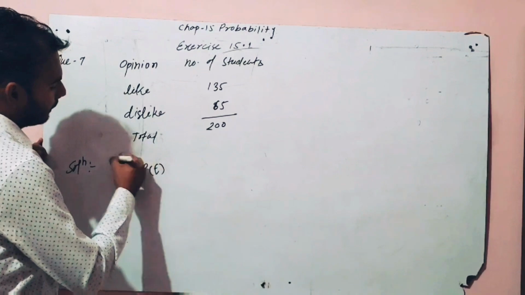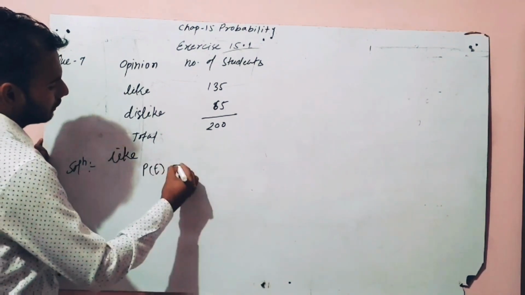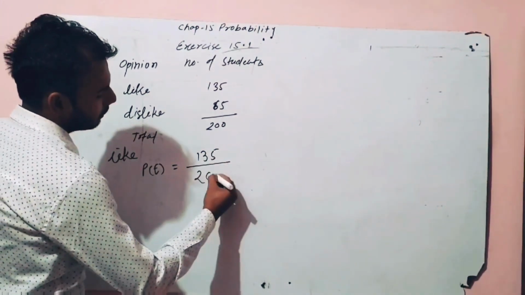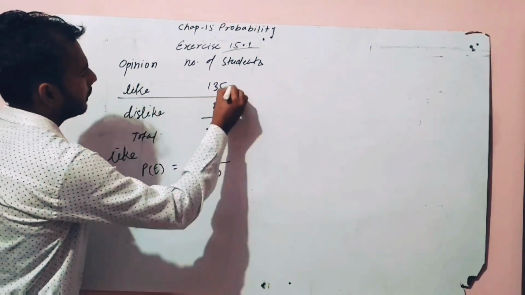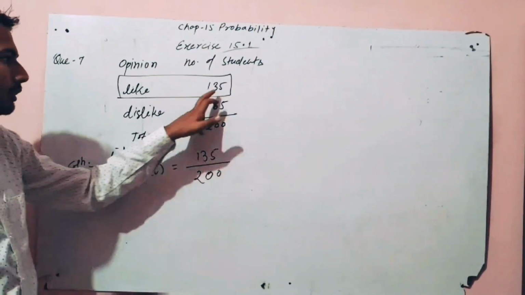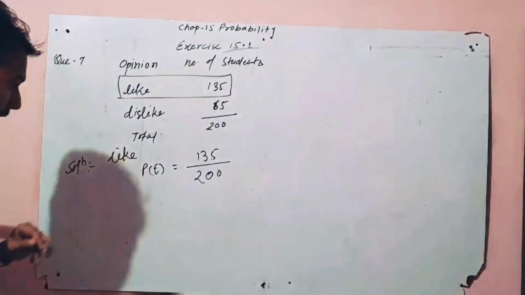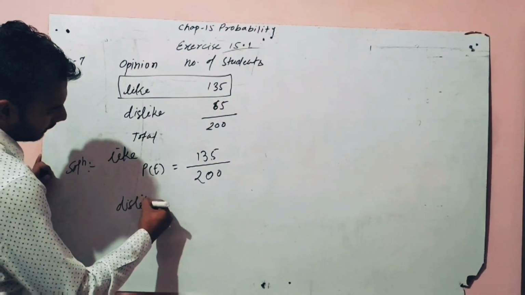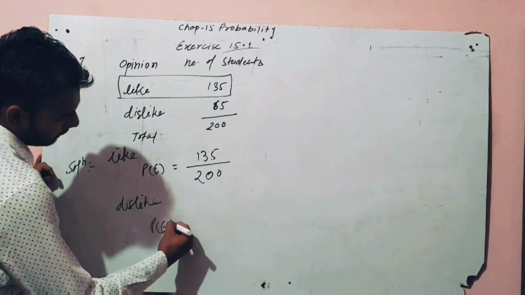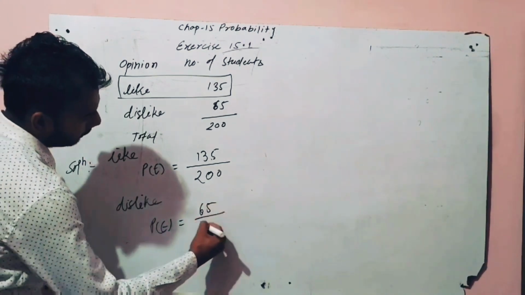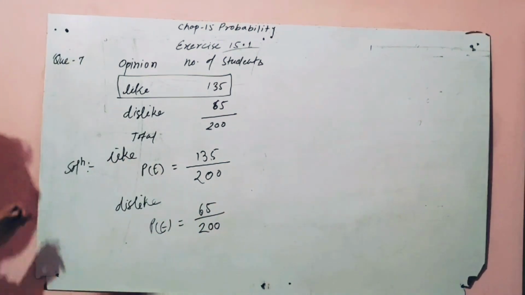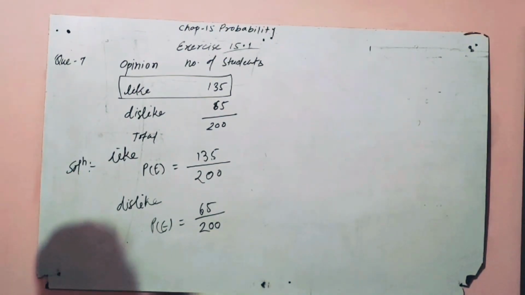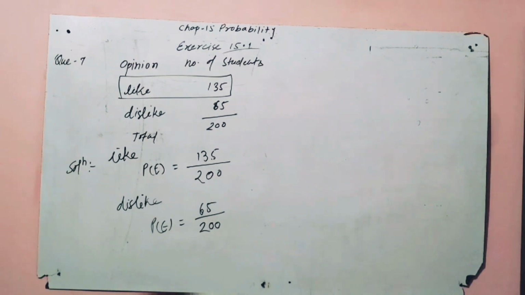So for like, we'll take out the probability P(E). For like statistics it is 135 upon 200, which means the possible outcome is 135 and the total outcome is 200. And again, we'll take out for dislike. So it is also easy. P(E) dislike is 65 and total is 200. Then the answer will be 65 upon 200. If it can be solved further, you can solve it.